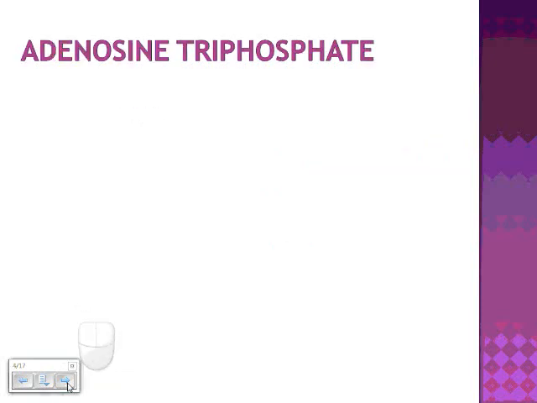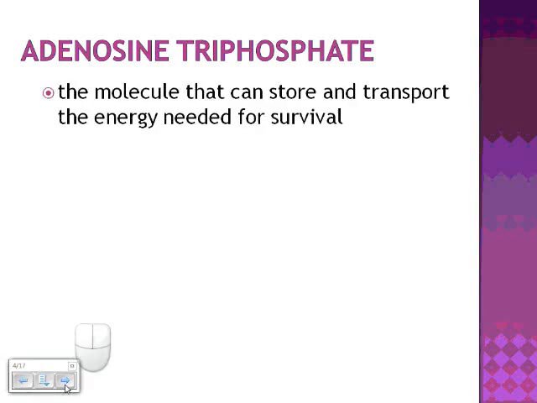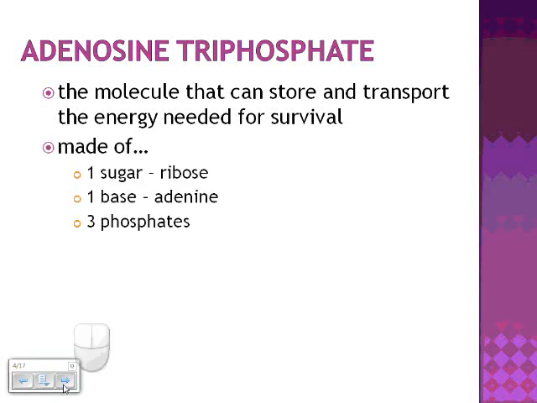So, we're going to take a little sidetrack and talk about ATP here, adenosine triphosphate. All right, this is going to be basically your energy for your body. It's going to be where energy is stored, how energy is transported, how energy is released, all for organism survival. It's made of a sugar, three phosphates, and a base.